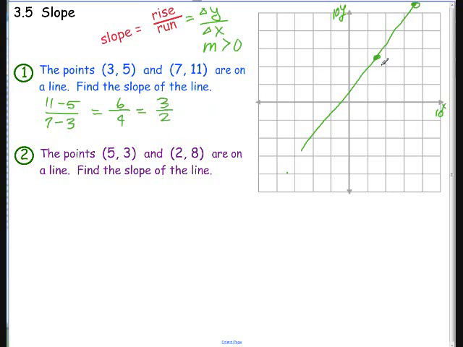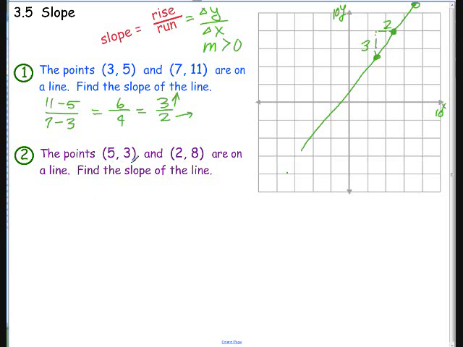Now let's see if that plays out here. Go up 3 and go over 2. Go up 3 and go over 2. There it is, 3 over 2. Let's try another one.